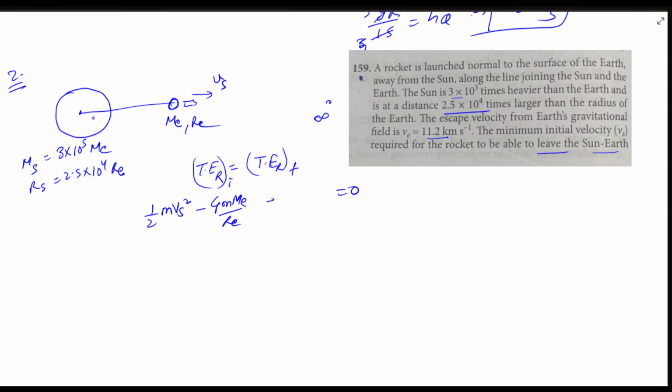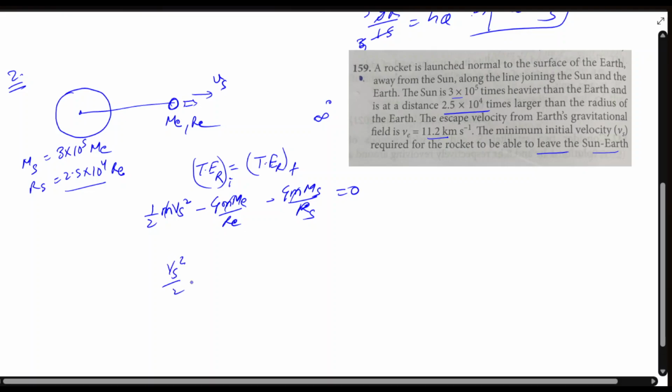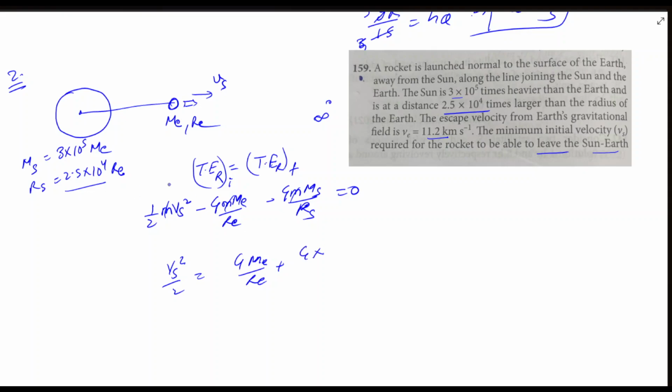And due to the sun, it should be Rs plus Re, right? But Rs is much greater than Re, so we'll just write it as Rs, giving G m Ms upon Rs. The m will get cancelled, of course, so we will have Vs square by 2 equals G Me upon Re plus G Ms, which is 3 into 10 to the power 5 Me, upon Rs, which is 2.5 into 10 to the power 4 Re, right?